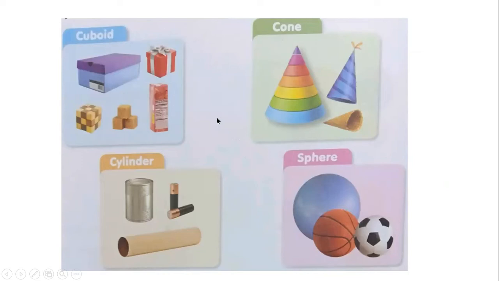Okay, so look at these four types of 3D shapes. Are they similar to each other or are they different? You can see that really they are different. But then, how are they different? Okay, now we are going to look at these shapes one by one, so then we will be able to tell the difference.